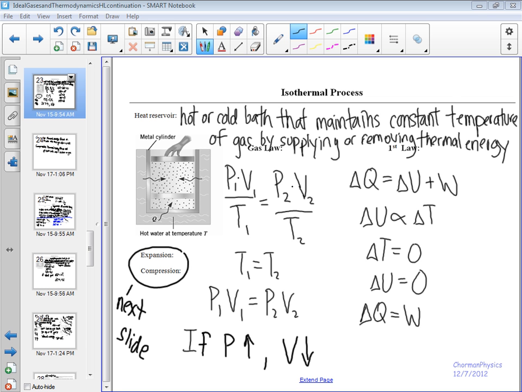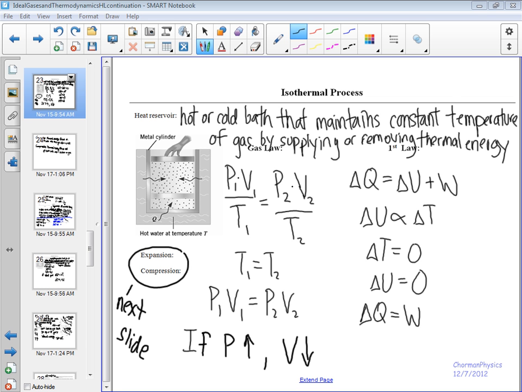So when we look at this with the gas laws, all right, the unified gas law, we know the temperatures are equal. So we end up with the relationship that we know from Boyle's law, okay, and that's if the pressure increases, the volume is going to decrease, okay. So we're going to talk about this expansion and compression stuff in the next slide.